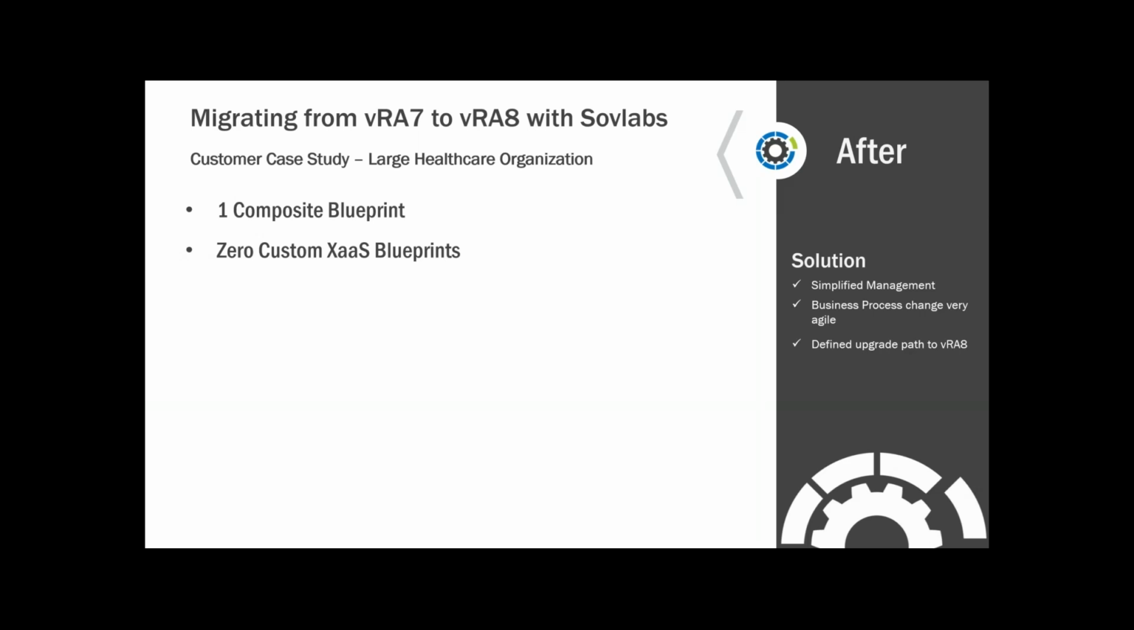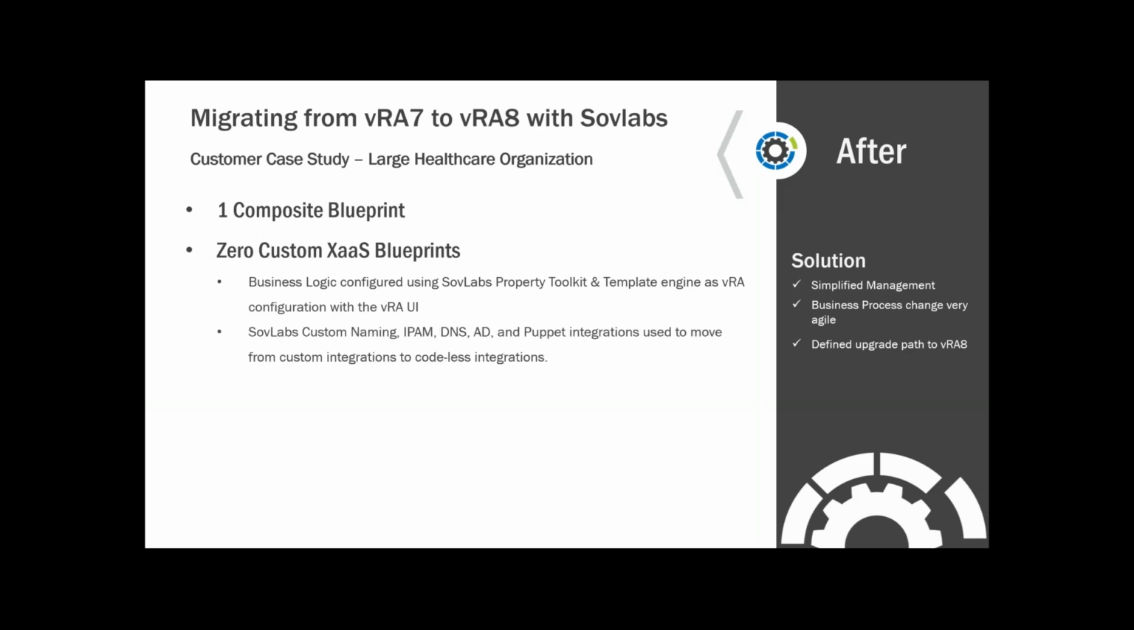Aside from even just the integrations themselves that talk to the third-party products, all the custom code that was determining that business logic is just gone, and is now just configuration. And we were able to do that as part of our property toolkit and our template engine, which is something that's core to our plugin platform. So they also adopted our naming, IPAM, DNS, as well as Puppet integrations, to eliminate the custom code that they had to communicate with these different third-party endpoints.